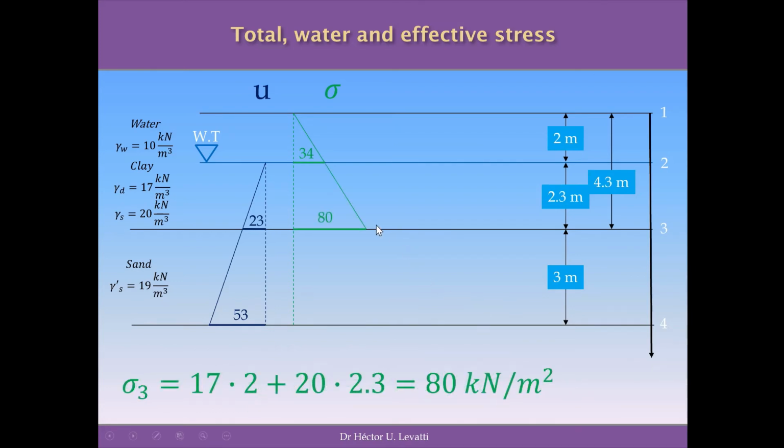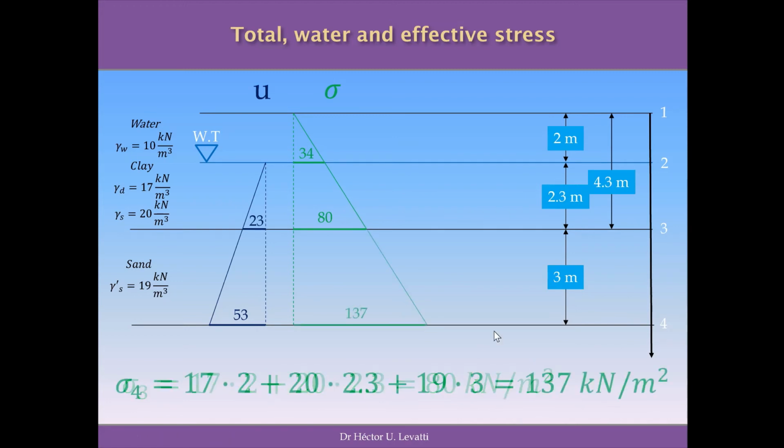The next point to be analyzed is the interface between the clay and the sand, and at that point what we have is a column of 2.3 meters of wet soil, clay in this case, and 2 meters of dry soil, which we analyzed before. So the formula to establish the value of the total pressure in this case will be 17 times 2, the dry soil, plus 20 times 2.3, the wet soil on top of the 0.3. In total, we will have 80 kilonewton per square meter of pressure at this level, and this is what we show in the sketch of the total pressure.